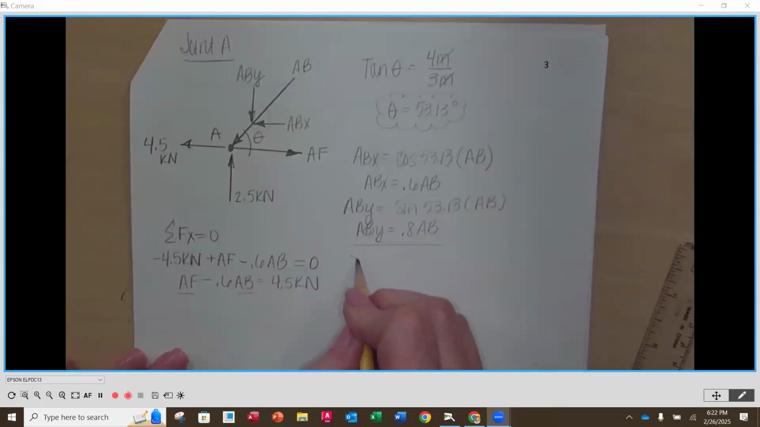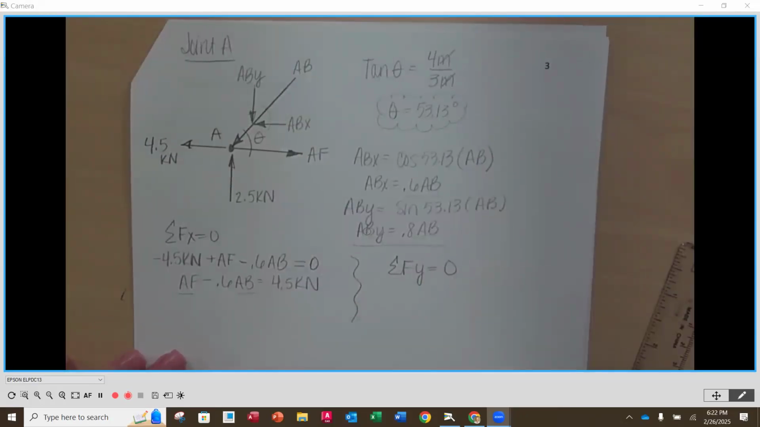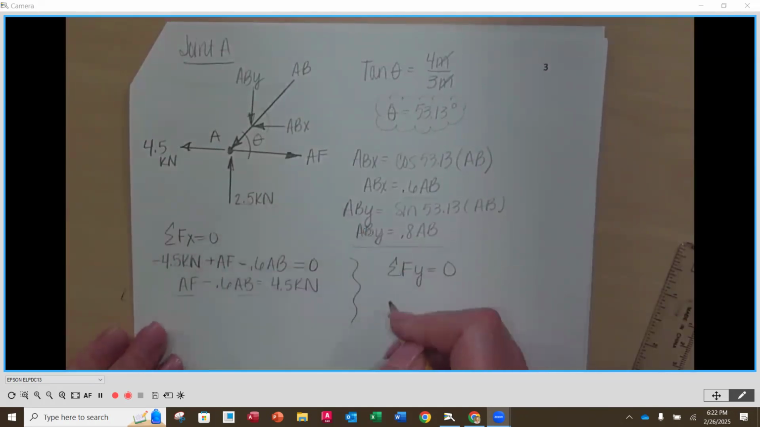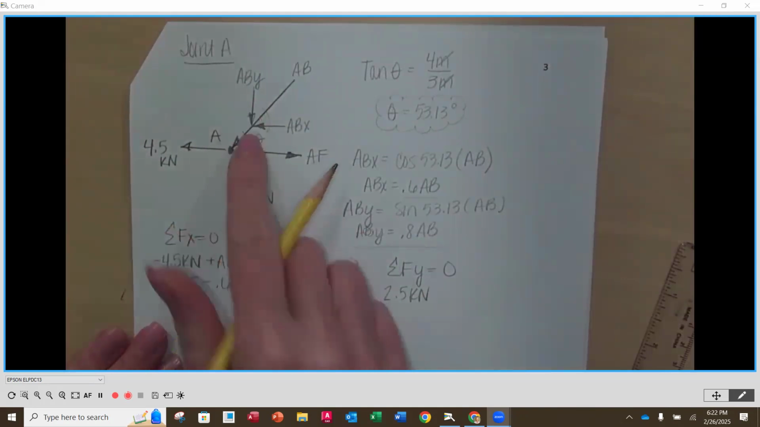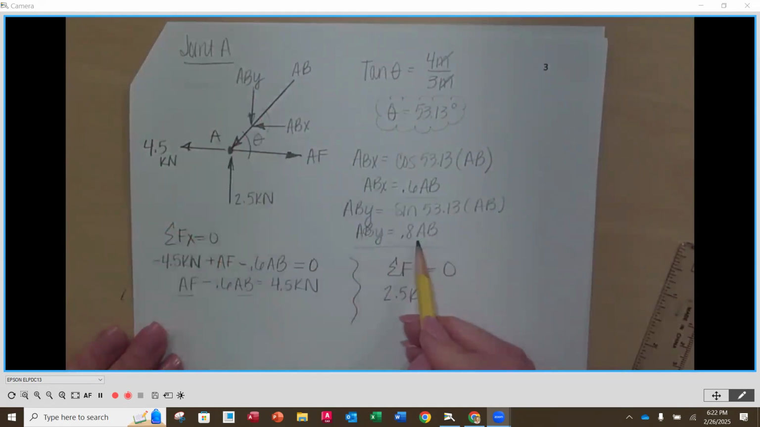So over here, I'm going to do my sum of my forces in the y equals 0. And I'm going to look, I've got a positive 2.5 kilonewtons, right? And I've just got the negative ABY, which I'm going to substitute 0.8 AB. Okay.